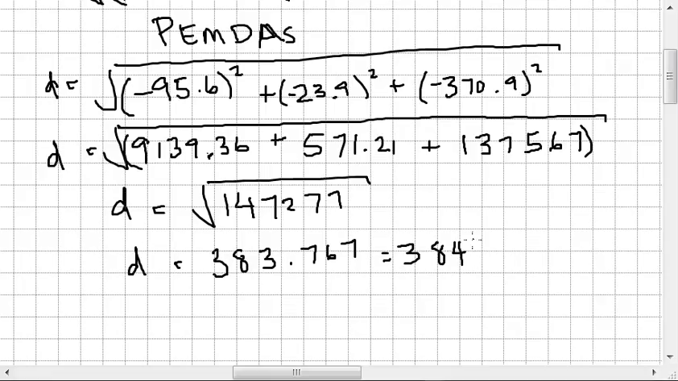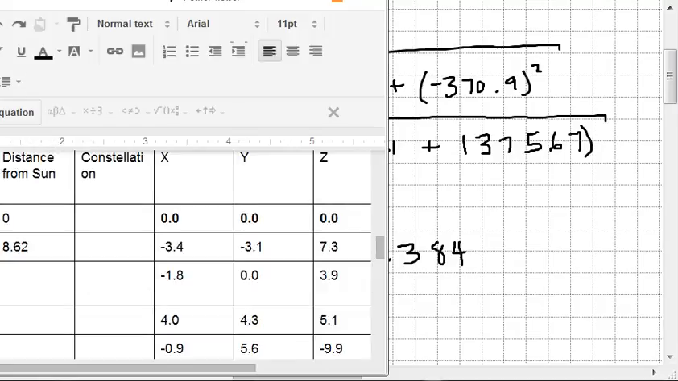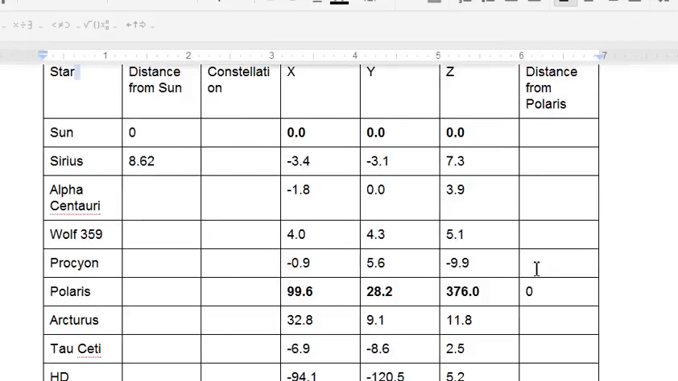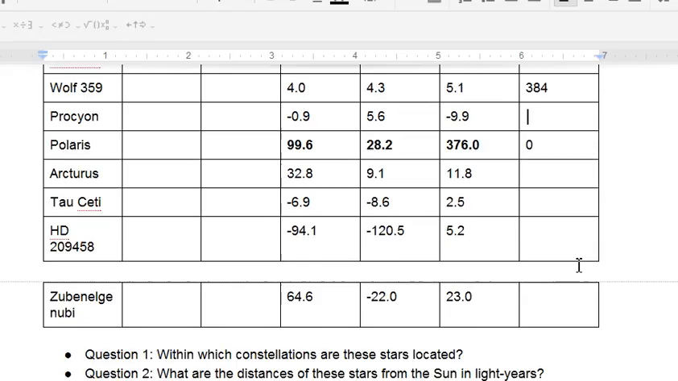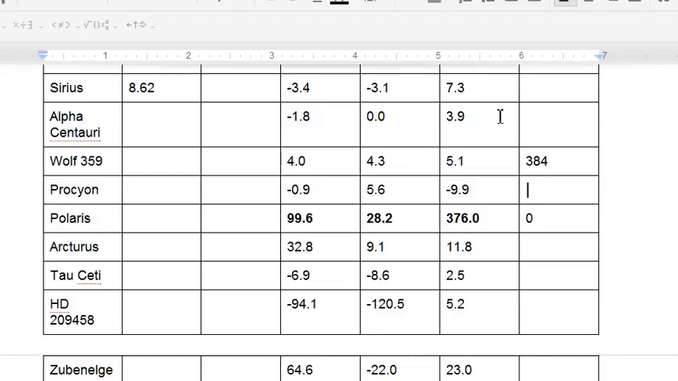That means the distance from Polaris to Wolf 359, let's see, this guy right here, the distance from Polaris to Wolf 359 is 384. Cool. And so you do the same thing with all of these other things. You just take the numbers, plug them right in, and you'll be good.